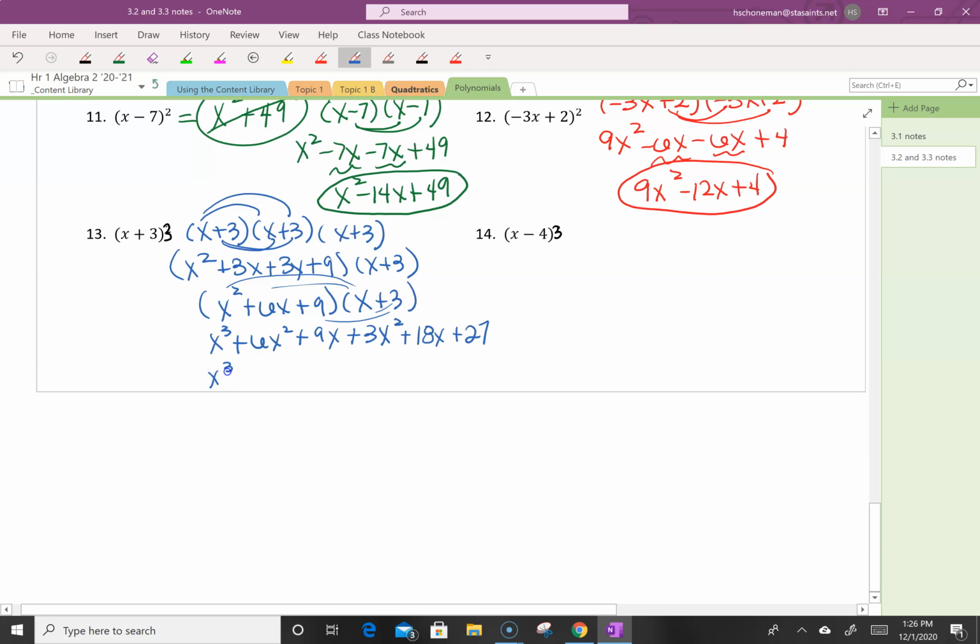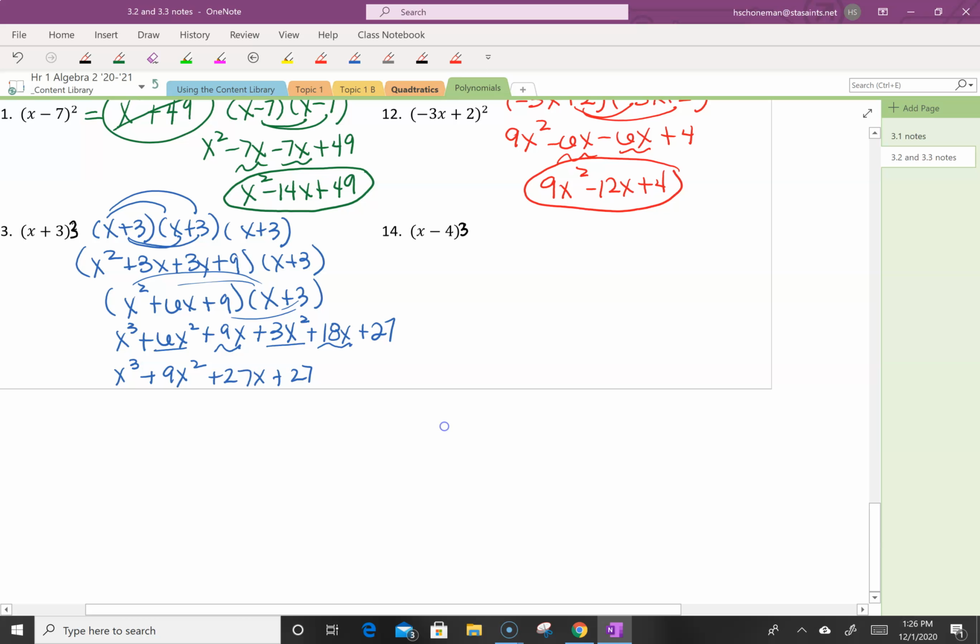X cubed goes first because it's the highest exponent. I've got 6x squared and 3x squared, which is 9x squared. 9x and 18x would be 27x. Whoops, forgot the x cubed. Take 2. x cubed plus 9x squared plus 27x and then plus 27.